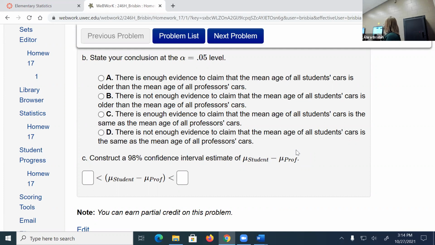Allison, does that answer your question, or did you want to go through the specific values? No, that's fine. All right, cool. Any other questions about the homework?